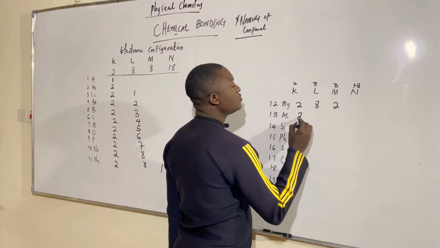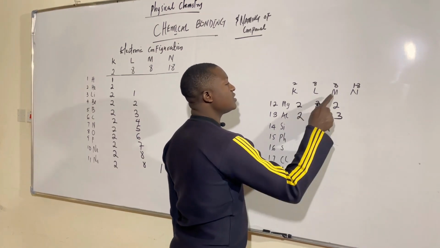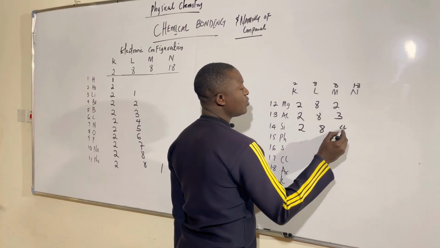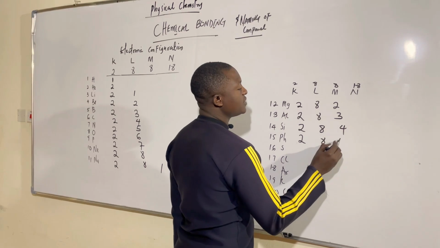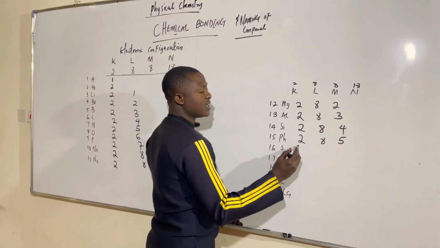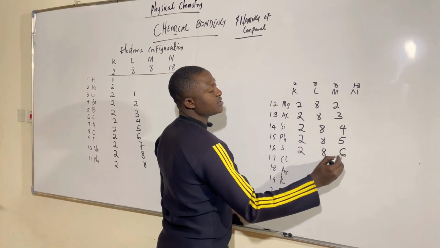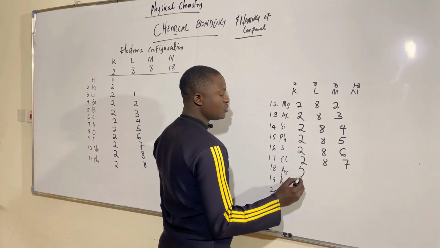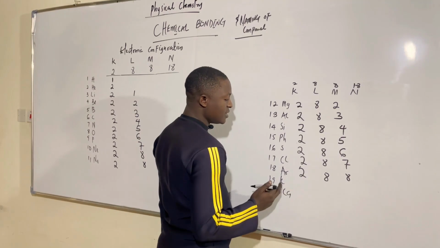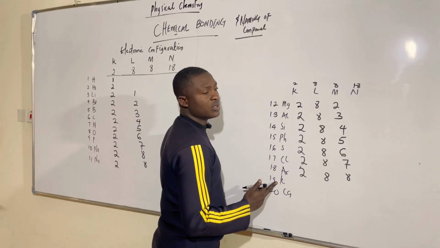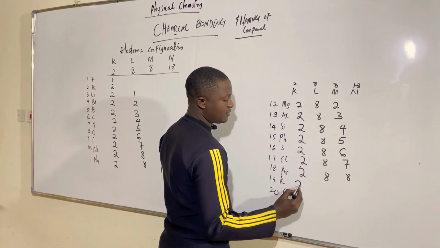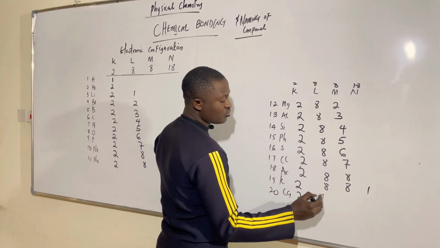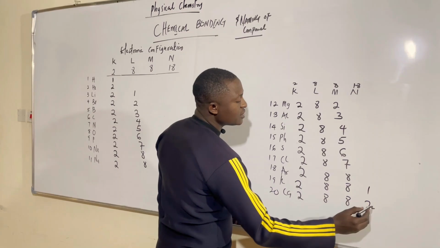Aluminum is 13. That's going to be 2, 8, 3, because the M shell can occupy up to 8. This is silicon. That's going to be 2, 8, 4. This one is 2, 8, 5. This is 16. That's going to be 2, 8, 6. This is 17: 2, 8, 7. This one too, we have 2, 8, 8. Then for the next, we cannot write 2, 8, 8, 8 because the M shell is already filled. I can have 2, 8, 8, 1. For this, I can have 2, 8, 8, 2.